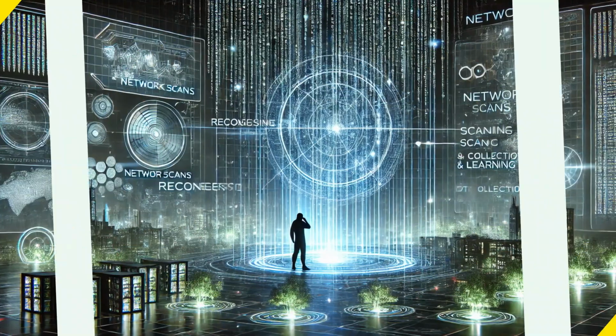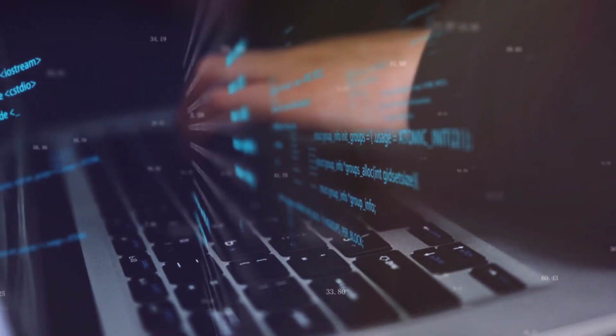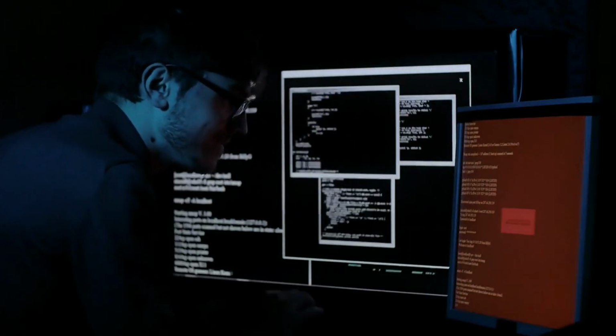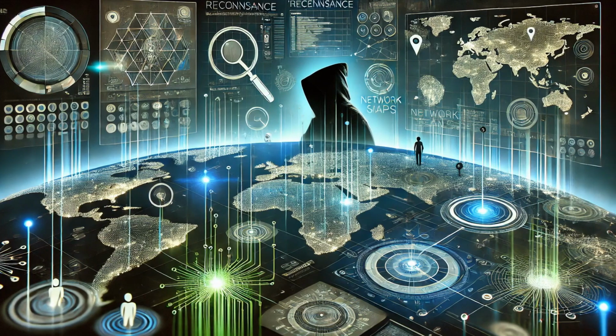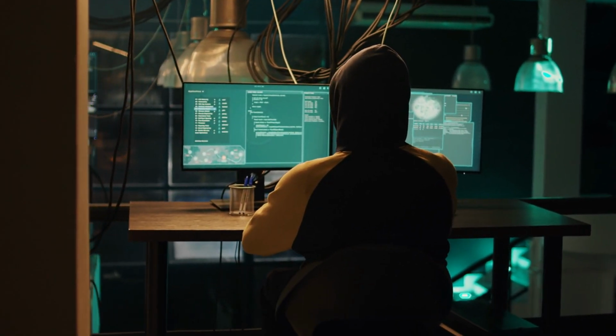Stage number 2, reconnaissance. Scanning and learning. Once inside, attackers don't immediately steal data. Instead, they take time to scan and learn about the system. This phase, called reconnaissance, helps them map out targets, identify vulnerabilities, and plan their next move.